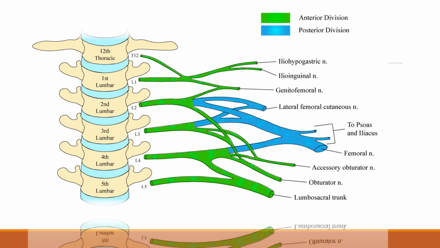So the ventral division of L1 gives the iliohypogastric and ilioinguinal nerves, and the ventral divisions of L1 and L2 give rise to the genitofemoral nerve, and the ventral divisions of L2, L3 and L4 give rise to the obturator nerve, and the ventral divisions of L3 and L4 join to give the accessory obturator nerve, and the dorsal divisions of L2, L3 and L4 give rise to the femoral nerve. The dorsal divisions of L2 and L3 form the lateral femoral cutaneous nerve. So these are the branches given by the lumbar plexus.